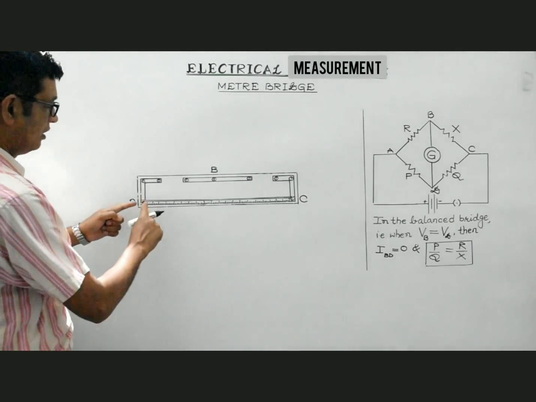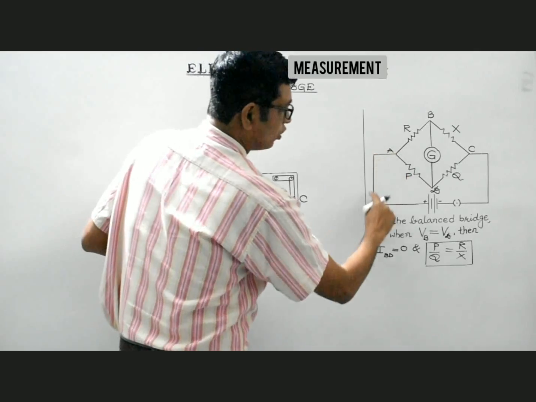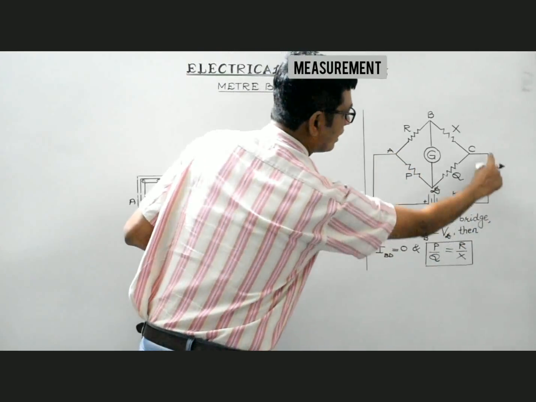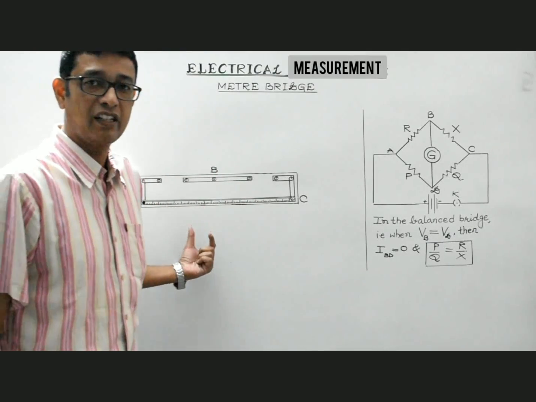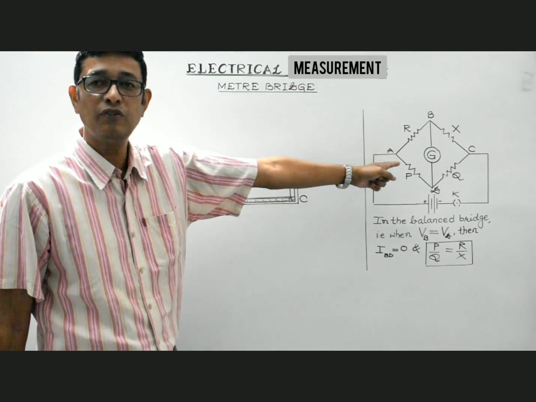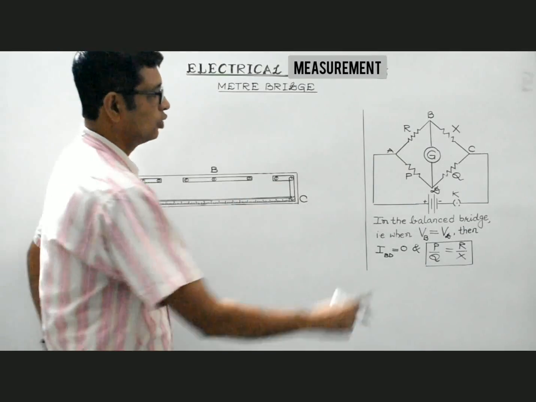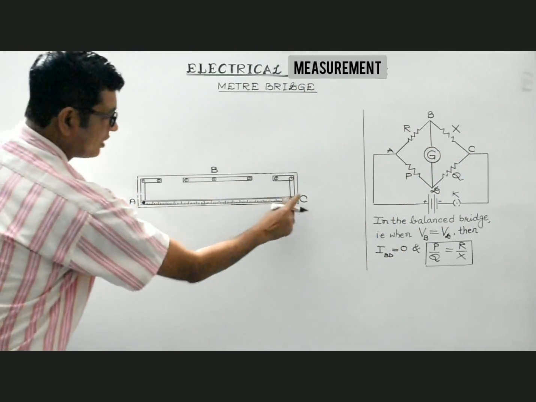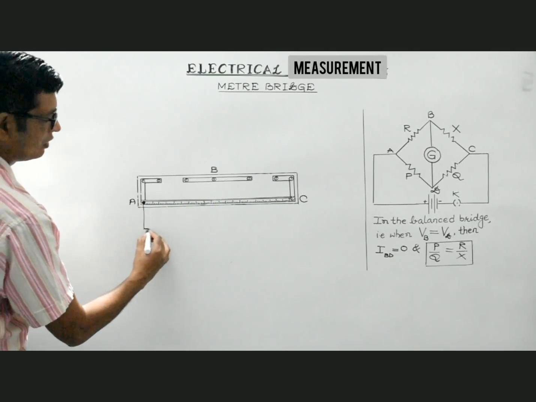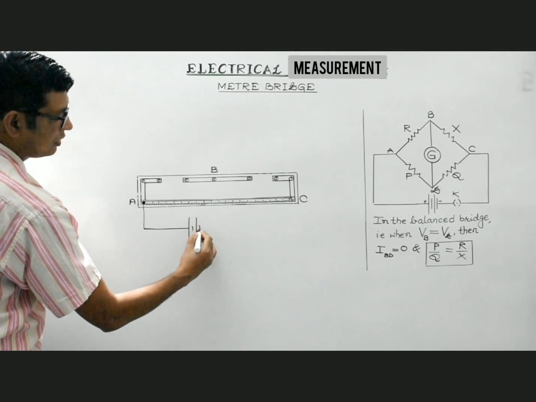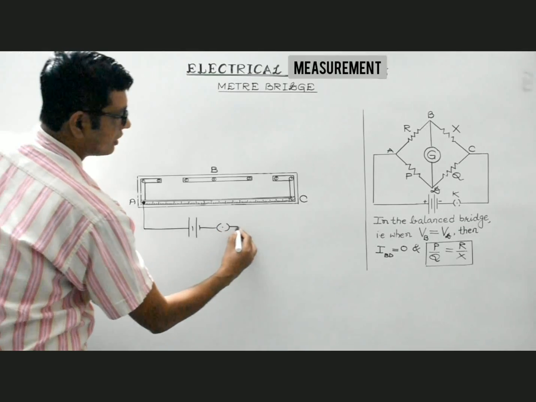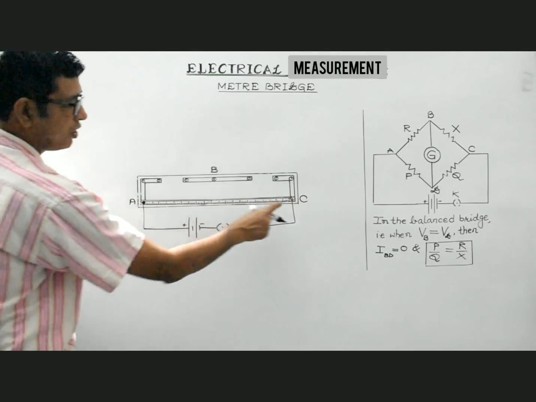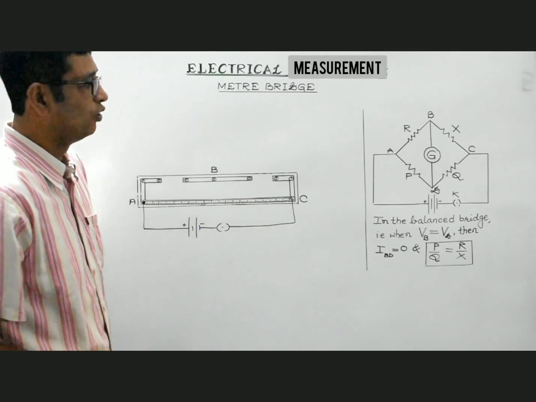Now, the source and a one-way key are connected between the points A and C. Just complete the circuit diagram by taking the reference of that particular diagram, right? So between the points A and C, a source and a one-way key are connected. It's done. This end will be at higher potential, while point C will be at lower potential.